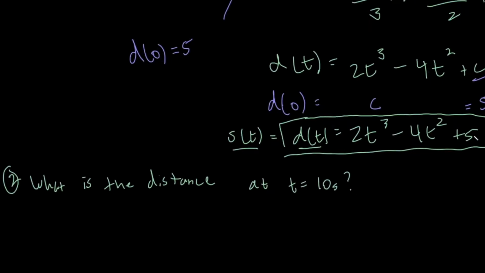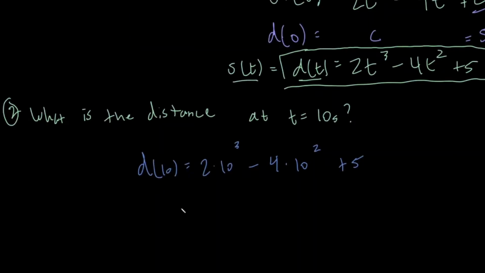Well, we literally have a function right here, so that's not too bad. Just plug in t. So d of 10 equals 2 times 10 cubed minus 4 times 10 squared plus 5. 10 cubed is 1,000, so it's 2,000 minus 400 plus 5. I get 1605 units.